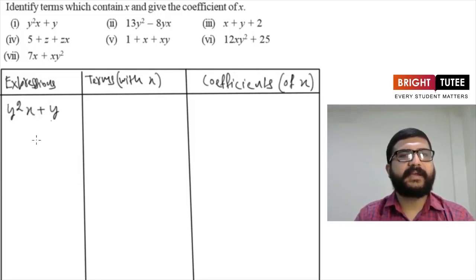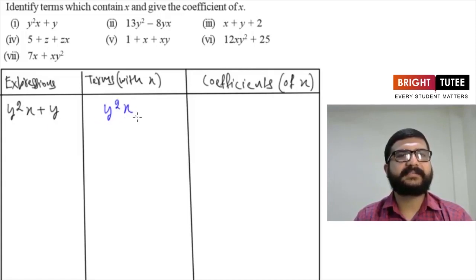plus y. So the terms having x, it will be y square x. This is the only term having x. Now the coefficient of x will be, from this term just remove the x and we are left with y square. So y square is the coefficient of x here.